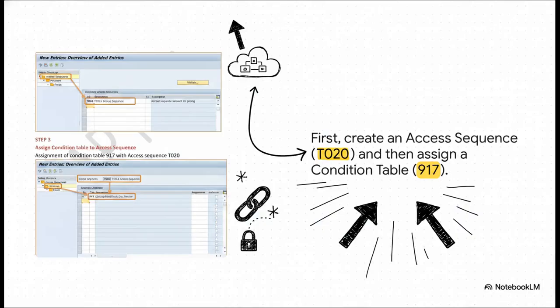Simple as that. And here you can see exactly how that looks in the system. Up top, we're creating our new access sequence. We're calling it T020. Then you see down below, we're assigning our condition table, which is 917, right to it. And just like that, with one little step, those two pieces are now connected.